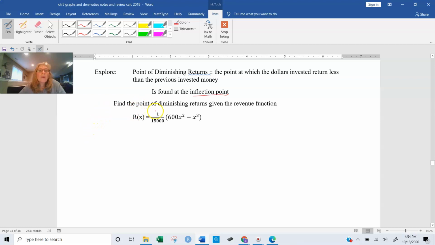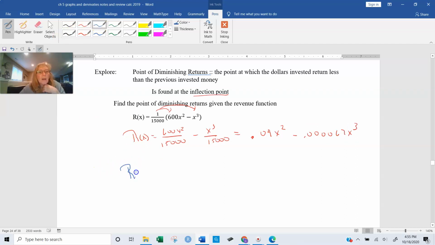But to do this, we're going to multiply this guy through so we have two separate things to make our life a little easier. So r of x is equal to 600 x squared over 15,000 minus x cubed over 15,000. Okay, I'm going to reduce this, and I'm actually going to put them into decimals. So the first one is 0.04 x squared minus 0.000067 x cubed. That's my first one, or my original.